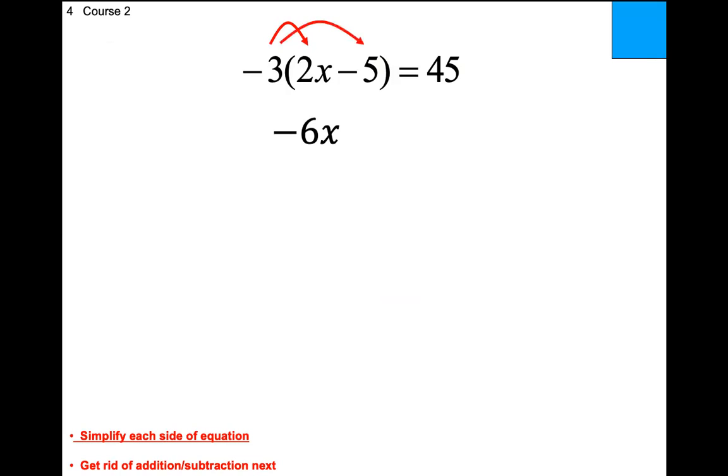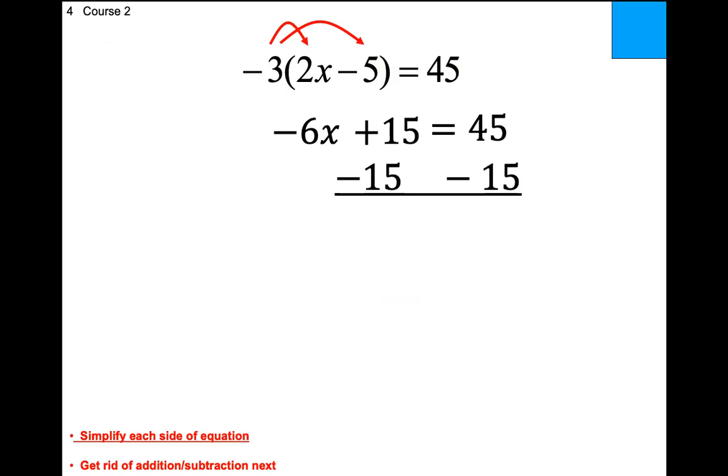Second arrow, -3 times -5 is... I heard -15 from some of you, right? But it's certainly +15. All right. And that equals 45. Now it's a two-step. Do what? Divide. Subtract 15 from both sides. That gives me 30.